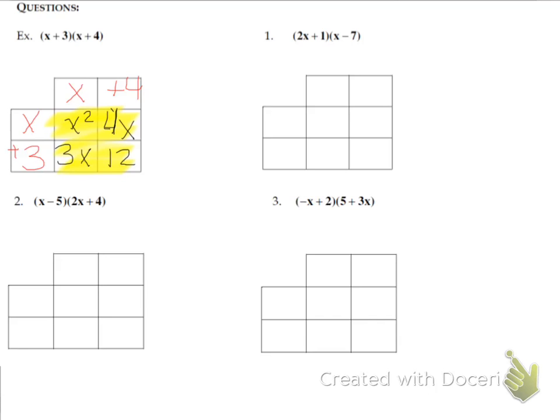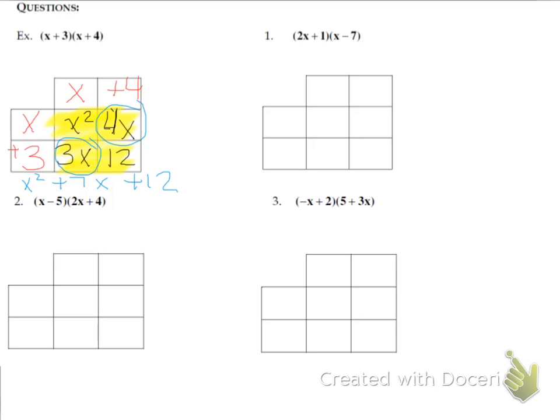If we collect like terms, you'll notice there's a 4x value and a 3x value. They both are x's. So those are considered like terms. They can be simplified together. 3 plus 4 is 7. So our answer is x squared, positive 7x, and positive 12. So all of those 4 values can be simplified into 3.